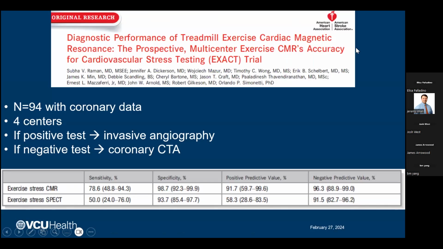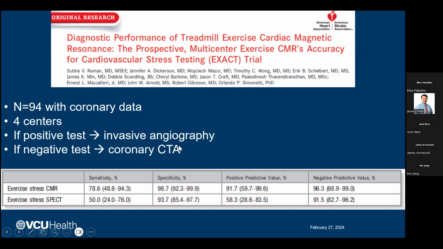And then they expanded it with the EXACT trial to 3 additional centers. They made additional units of their custom treadmill, shipped them off to these additional units, and so now they had 94 patients spread across 4 centers, and everybody had some confirmation of their coronary anatomy. If they had a positive test, they had invasive angiography.